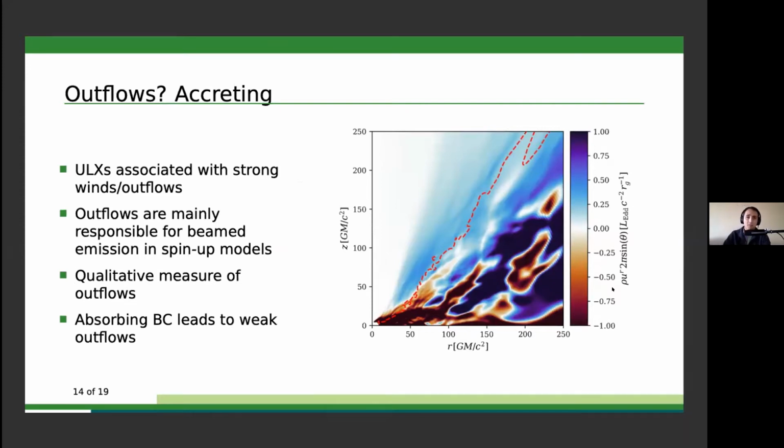Okay, so I mentioned at the beginning that these sources are associated with strong outflows. So that's one of the things we want to measure. So what I'm plotting here is basically the momentum in the poloidal plane. So I take rho times the radial velocity and multiply it by 2 pi r sine theta, basically. I think I'm missing an r here. So this is basically the momentum in the poloidal plane.